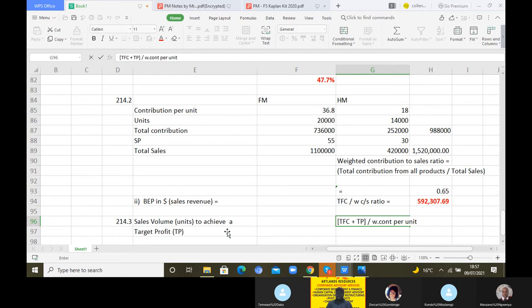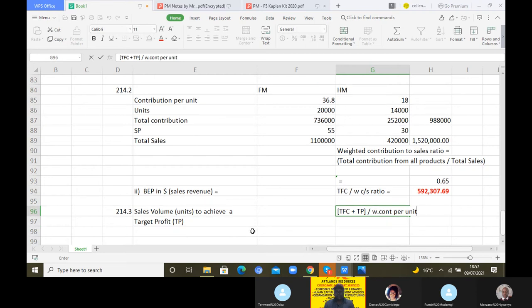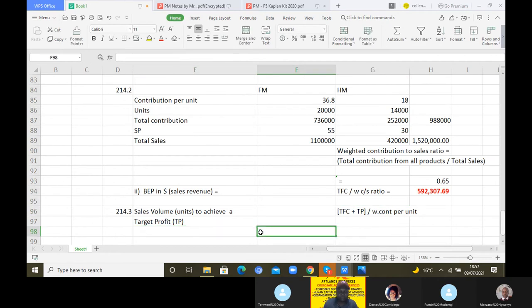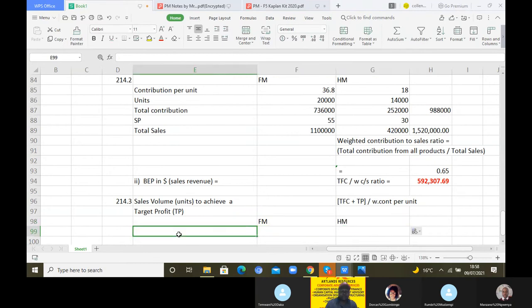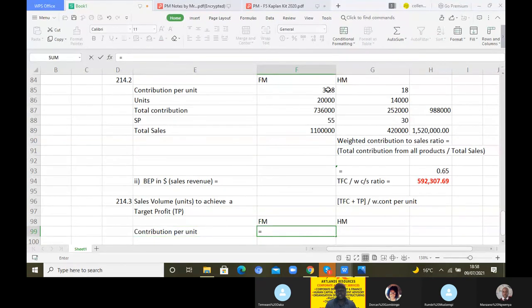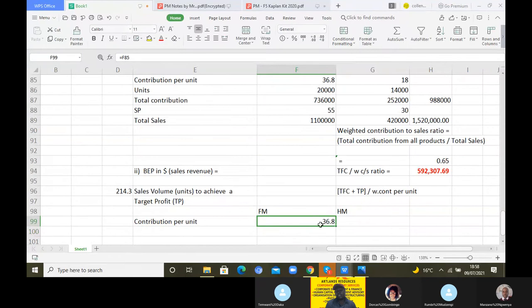Weighted contribution per unit, not weighted contribution to sales ratio. So we need to calculate weighted contribution per unit. So you come here and say weighted contribution per unit equals. So you have these products. We have full marathon and half marathon like this. And then you have got contribution per unit. We have calculated the figures already: 36 and 18. These are contributions per unit that we have.